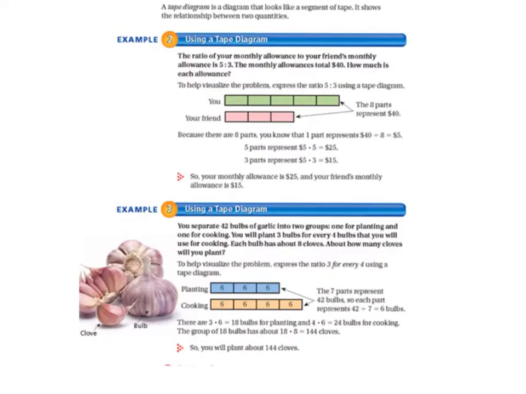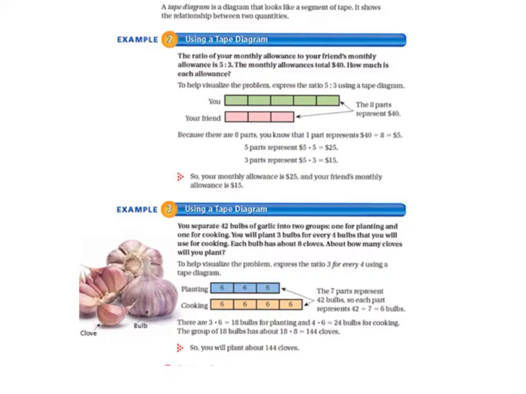On page 193, at the top of the page, we're told that a tape diagram is a diagram that looks like a segment of tape. It shows the relationship between two quantities. So example 2, we're using a tape diagram.